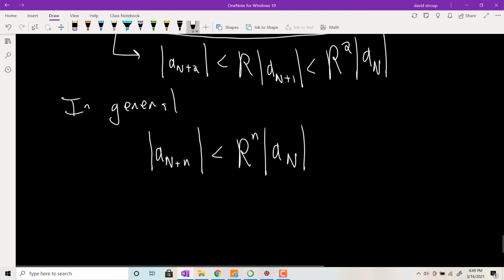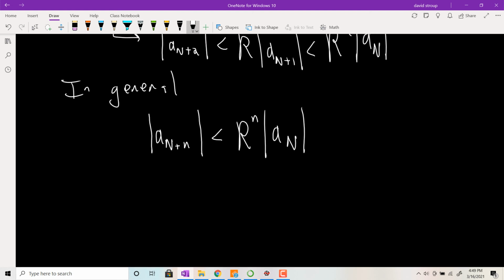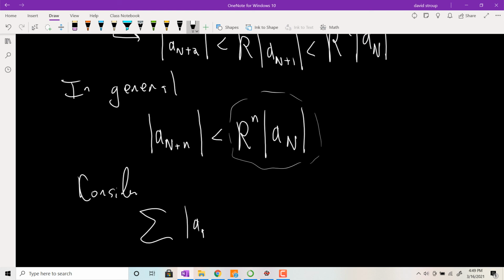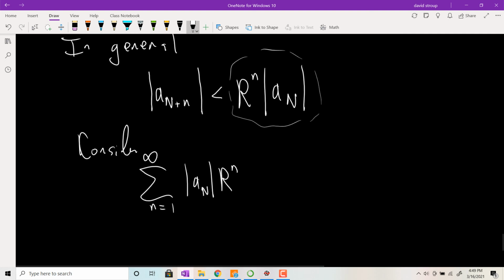Okay. So why is that important? Because now we're going to do a direct comparison. So consider then the series formed from this side. Okay? So we have, let me rewrite it as the absolute value of a sub n times big R to the n, from n equals 1 to infinity, or even 0 to infinity.